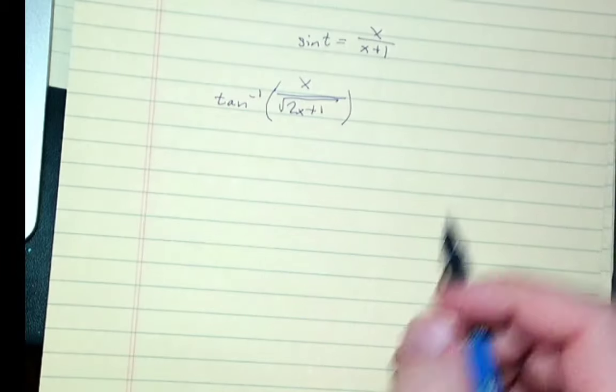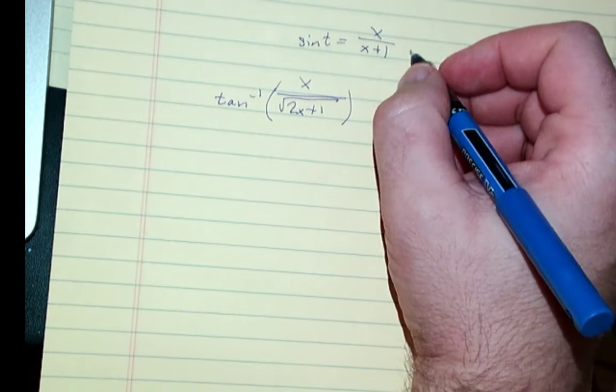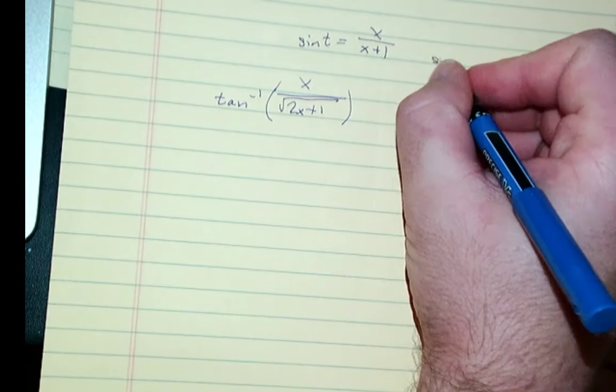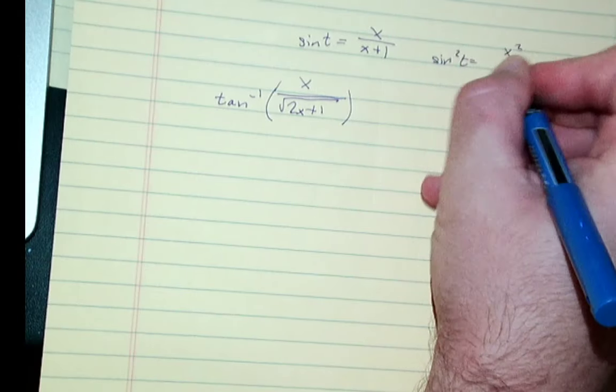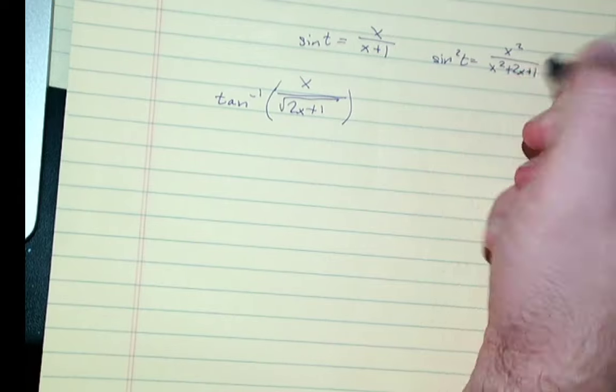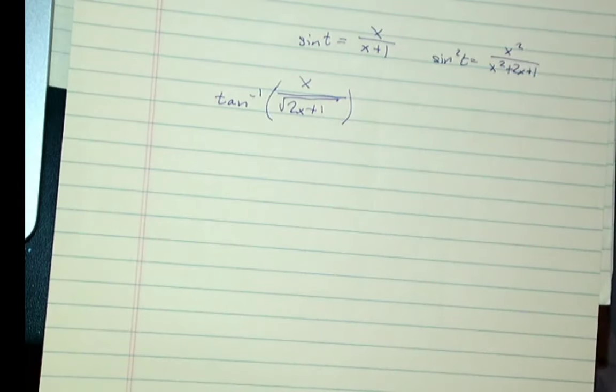We know sine t, so we also know sine squared t. That's x squared over x squared plus 2x plus 1. Why would I think to do that? Well, I see that 2x plus 1 there. That looks really suspiciously like the denominator squared. So let's start playing around with Pythagoras' theorem to see where we can get.